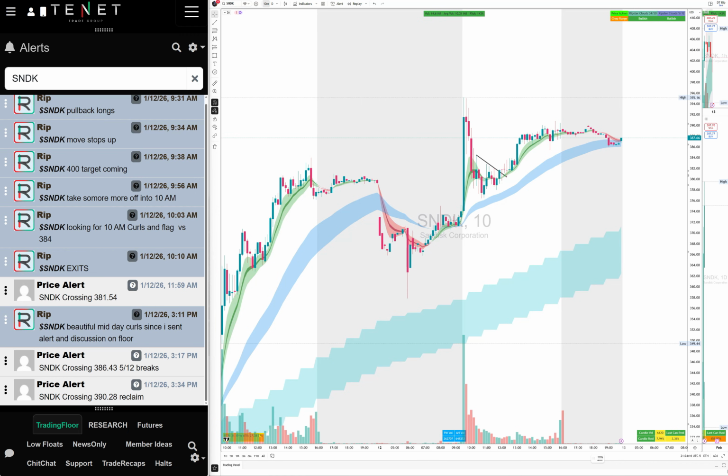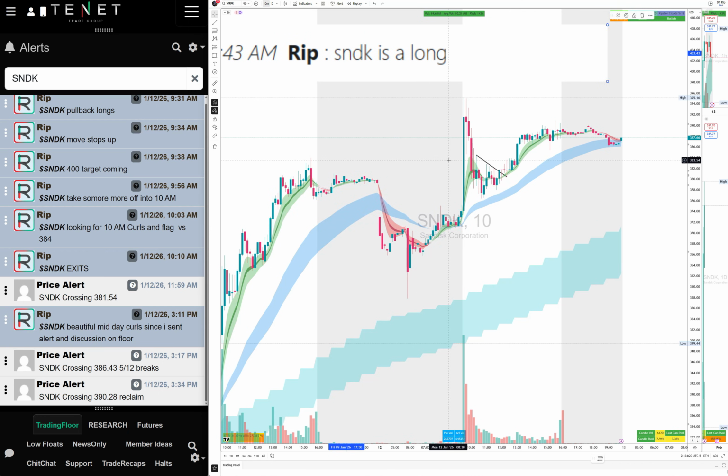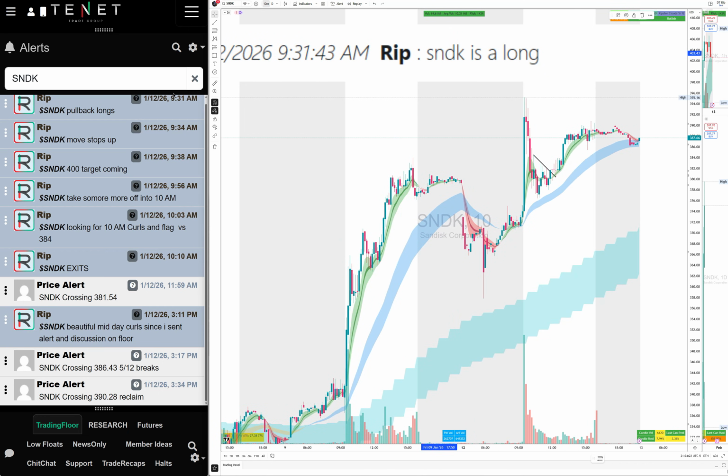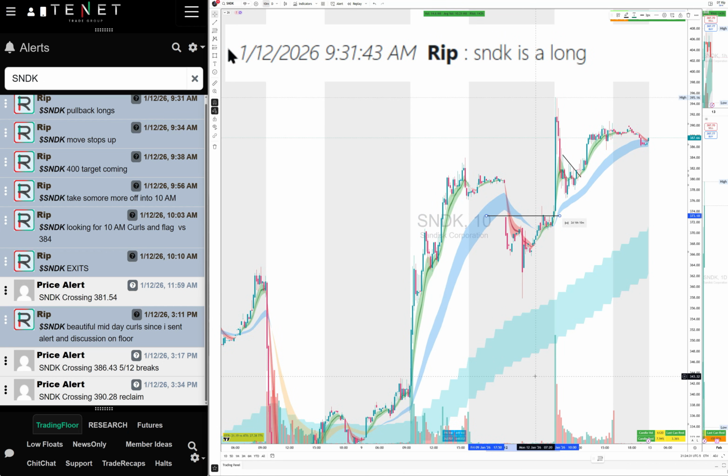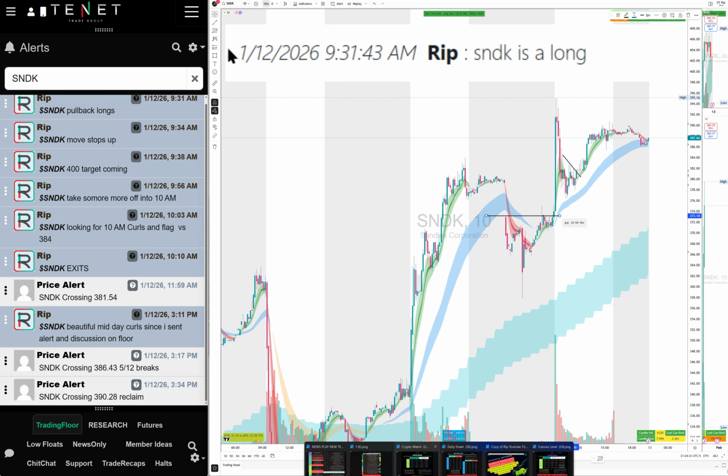All right. So we had 2 setups on SNDK. One long at the open. You can see that right at the open, I told the traders it's a long, because SNDK has been running, it's a hard stock right now, hard theme. I've been talking about the 400 target to meet soon. So let's take a look here.